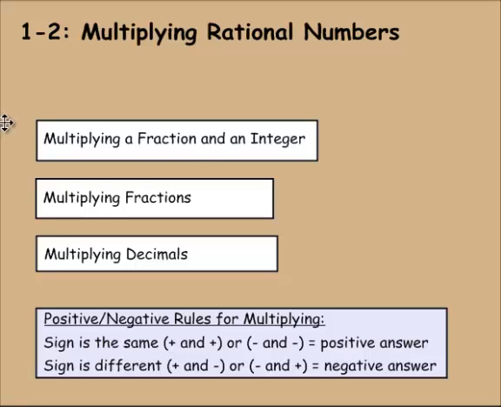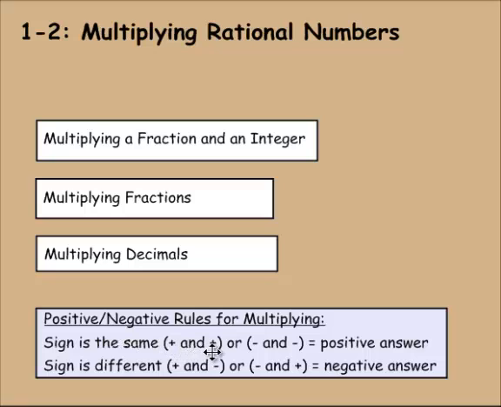We are on lesson 2 of chapter 1, which is multiplying rational numbers. We're going to do 3 things today: multiply a fraction and an integer, multiply 2 different fractions, and then multiply decimals.